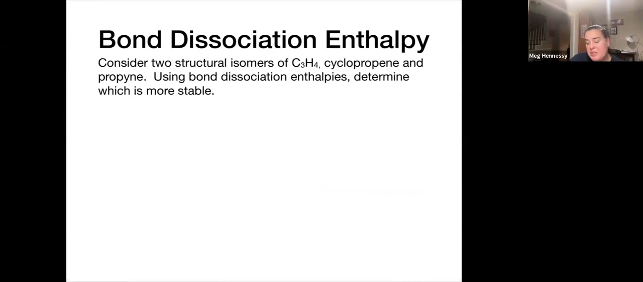And so I wondered if we could use this to think about two isomers of C3H4, cyclopropene and propyne. Can we use bond dissociation enthalpies to determine which one is more stable? When we talk about stability, frequently you might think about an energy profile picture. And in that energy profile picture, we could have the reactants and the products. And maybe a picture that looks like this, where this is the reaction coordinate.